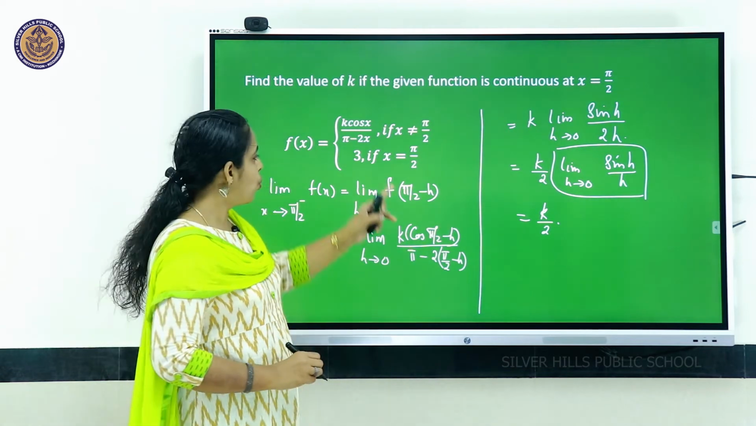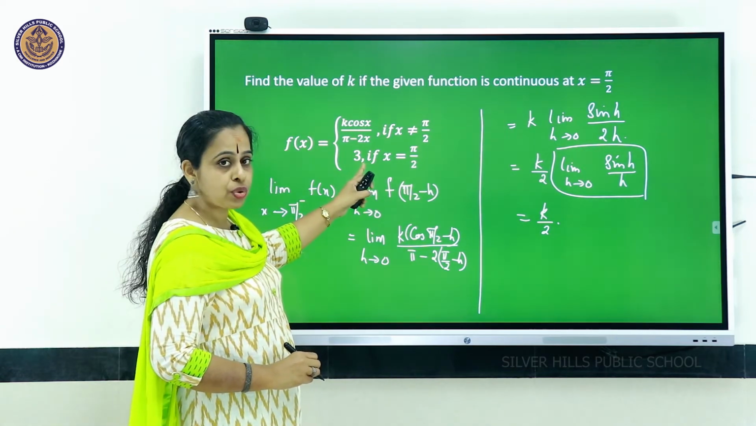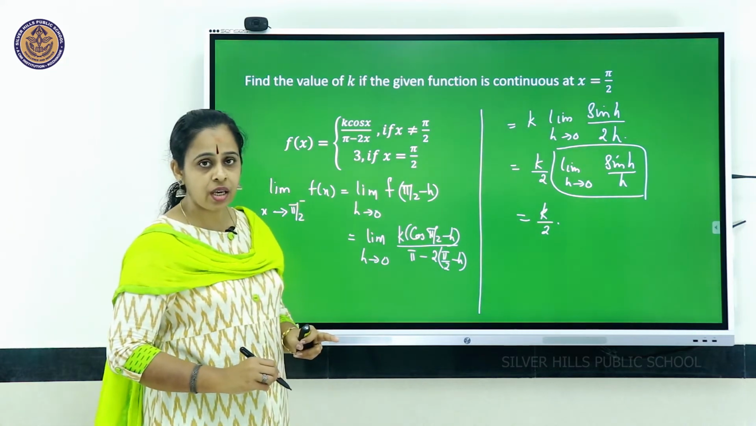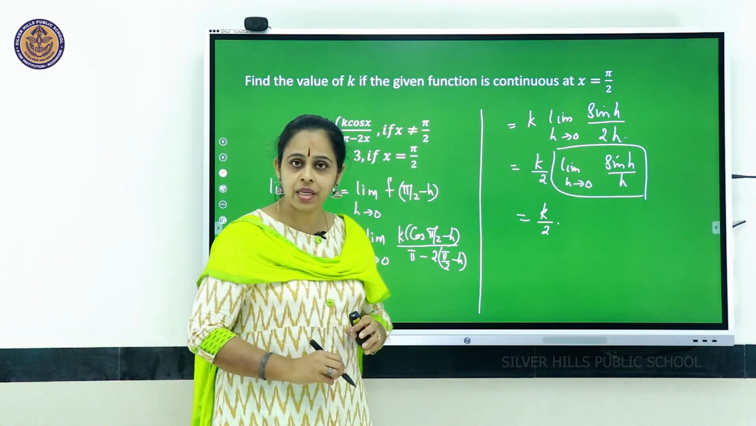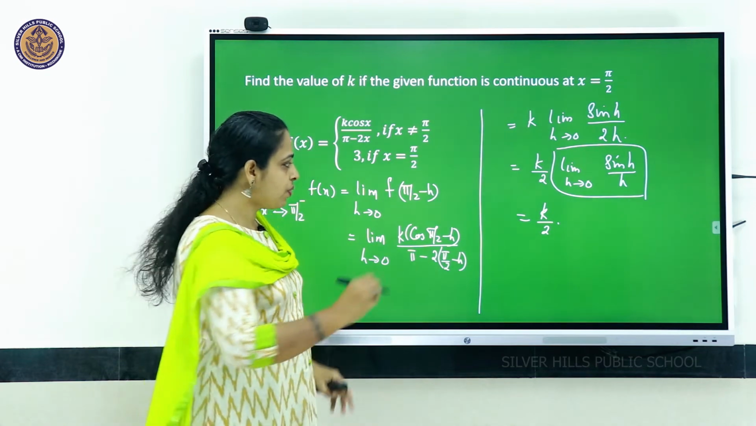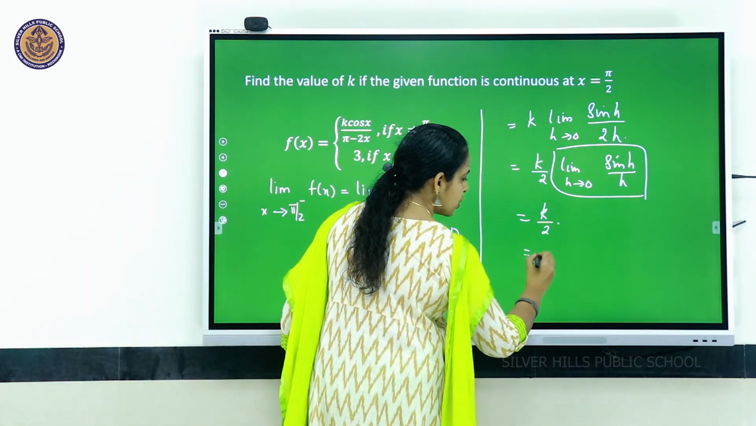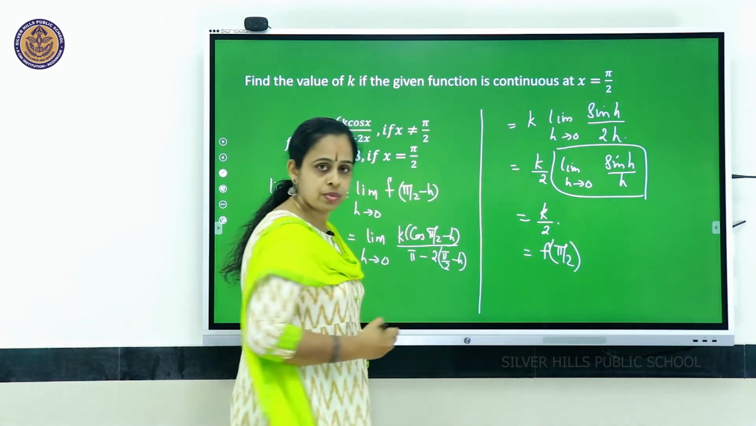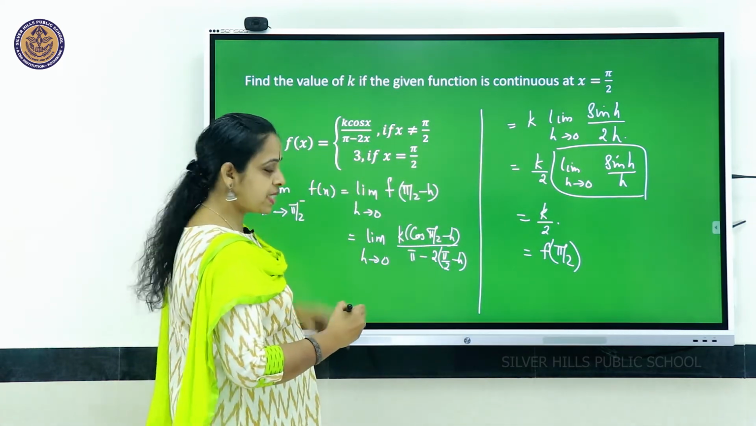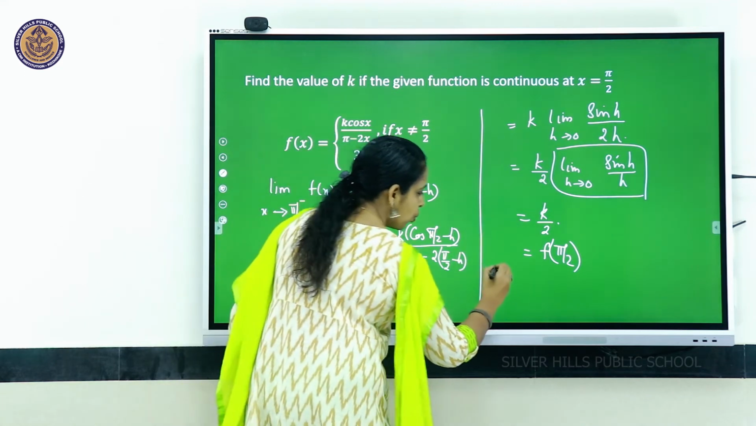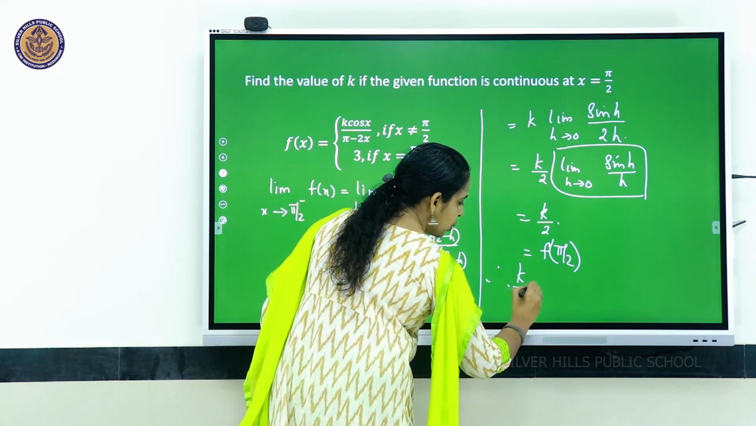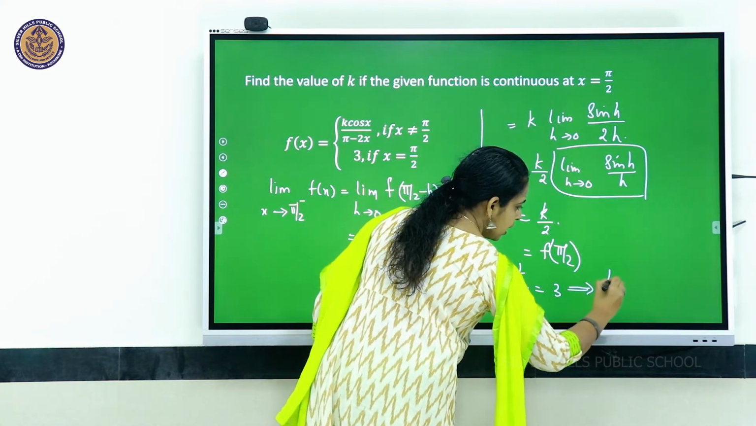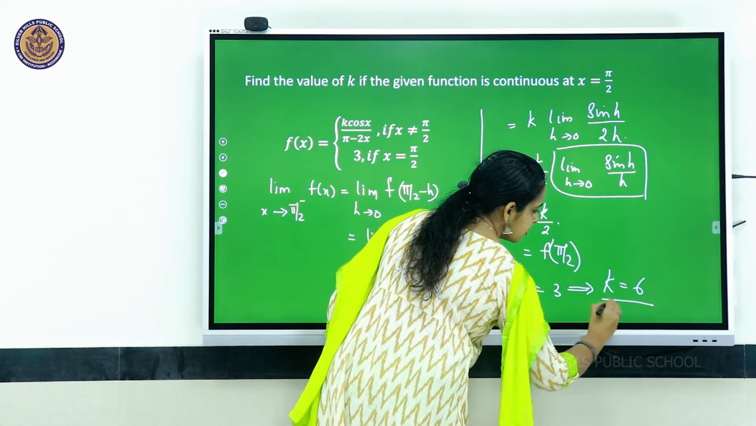At x equal to pi by 2, the value of the function is 3. It is said to be continuous at x equal to pi by 2, so we can write it will be equal to f of pi by 2. Correct? So that is 3. So k by 2 equal to 3 means k equal to 6.